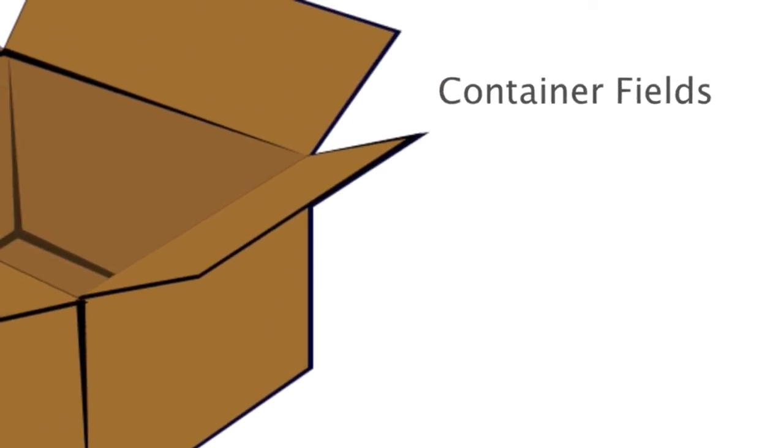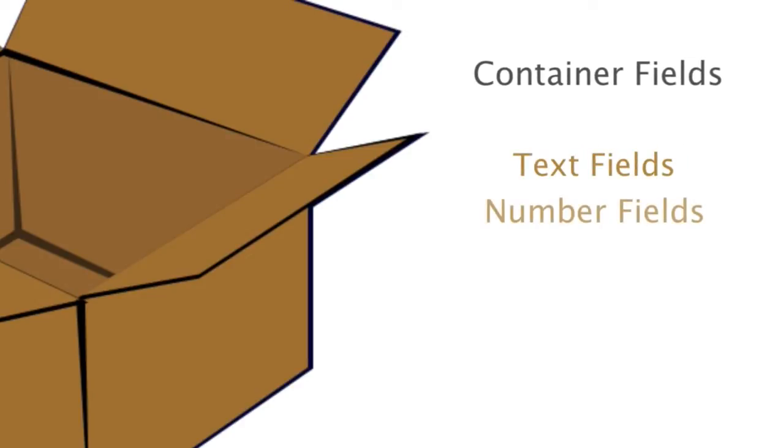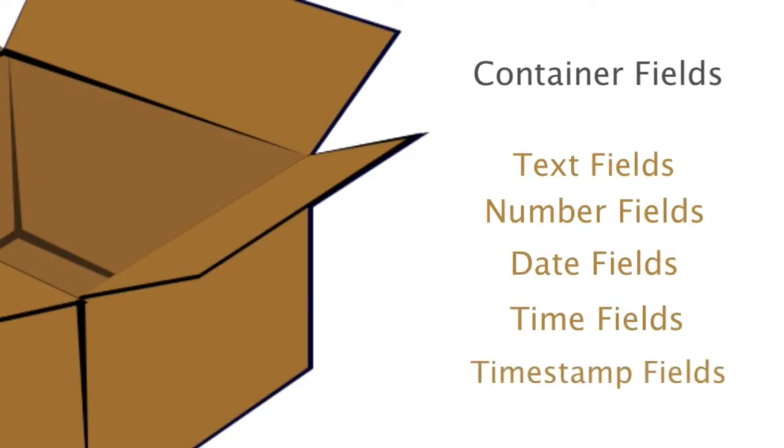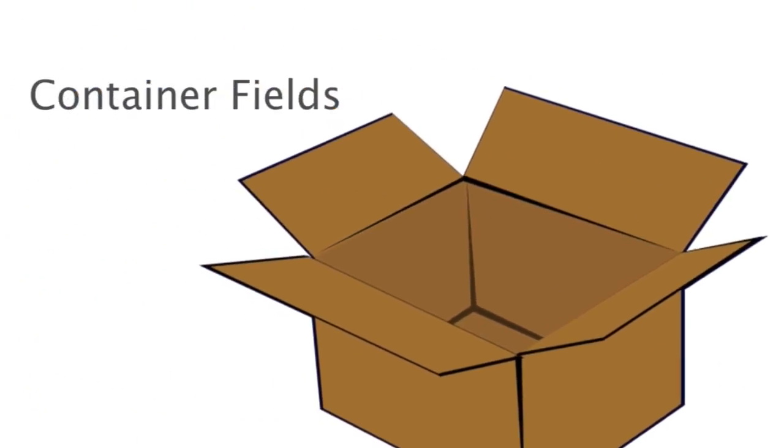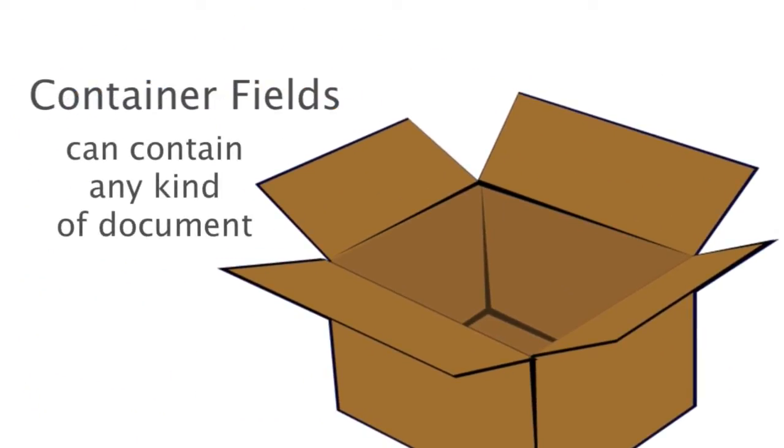So obviously we already have text and number fields and date and time fields, and those are all pretty straightforward. A container field is really a box that can store a single file. The file can be any kind of document. In FM Starting Point, container fields are all over the place.